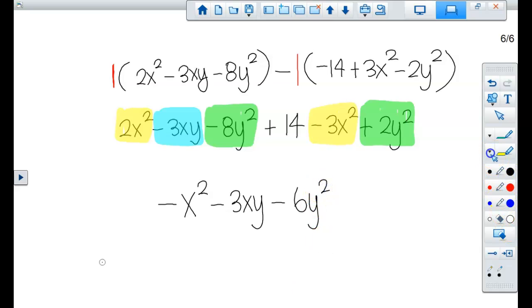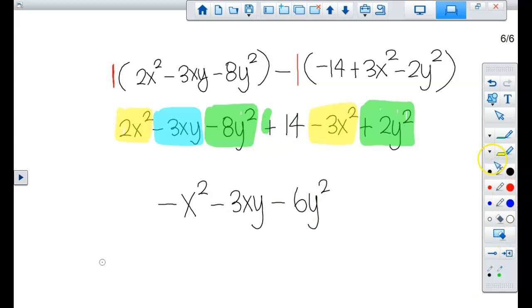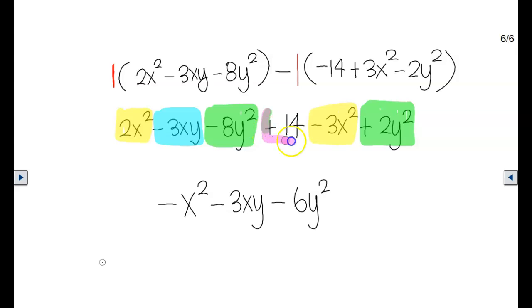And then notice that we have this one leftover little term here. This positive 14. Nobody else is like him, so we'll just put plus 14 in our answer.